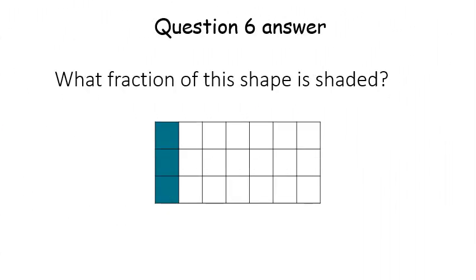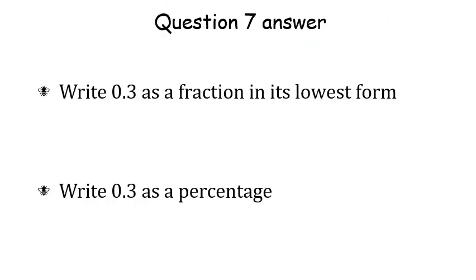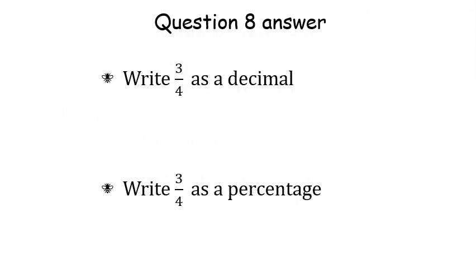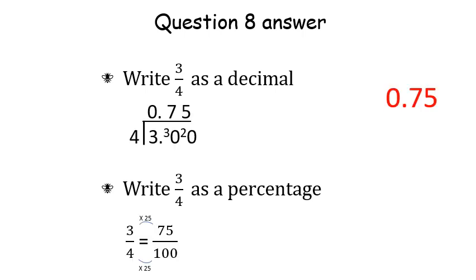Question 6. There are a total of 21 squares, 3 out of the 21 are shaded, and that cancels down to 1/7. Question 7. 0.3 as a fraction is 3 over 10, and 0.3 as a percentage is 30%. Question 8. 3/4 as a decimal is 0.75 and 3/4 as a percentage is 75%.